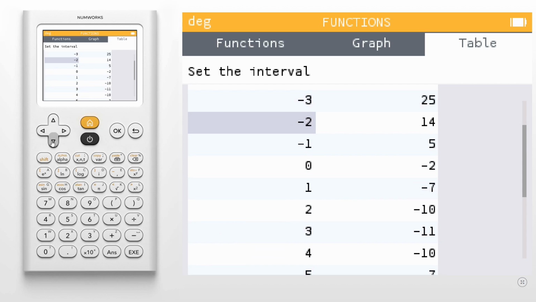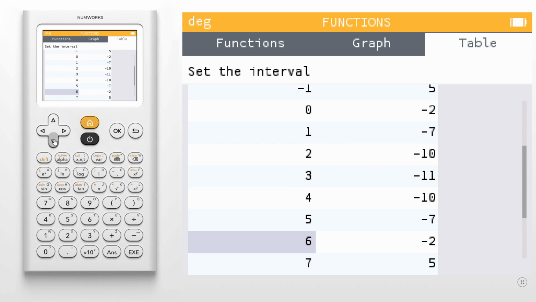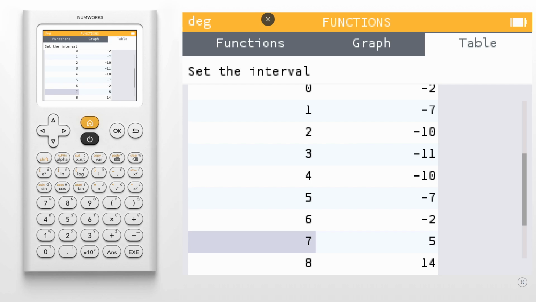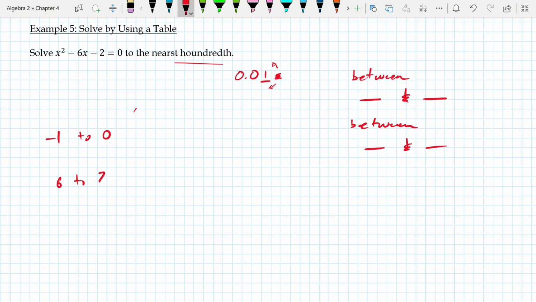So I'm just going to make a little note on my page. Negative 1 to 0, and 6 to 7. Now what that looks like on my other page. So I just kind of wrote down, these are some basic ranges of where these solutions are going to be, but I need to narrow it down even further.